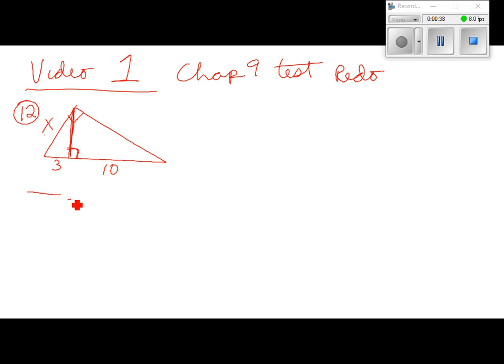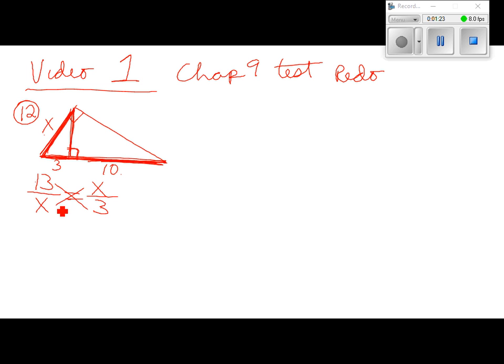When we use the leg theorem, the proportion is: the leg goes here, the leg goes there. On top should be the whole hypotenuse. They didn't tell us the whole hypotenuse, but we can find it by adding those two: 3 plus 10, and that's 13. The part that goes on the bottom is the part of the hypotenuse. This is our hypotenuse, and it's split into two parts, but we only want the part adjacent to the leg we're dealing with. The part adjacent to that x leg is the 3 right there. So 3 goes on the bottom.